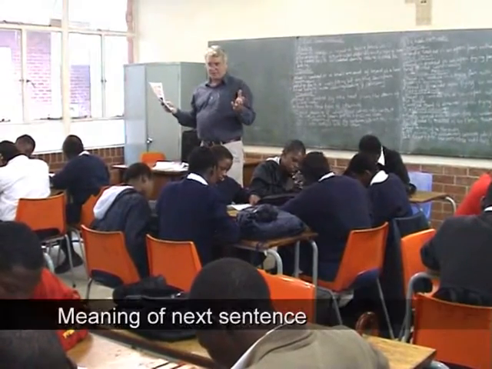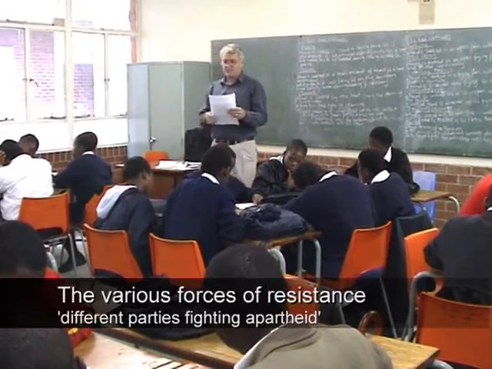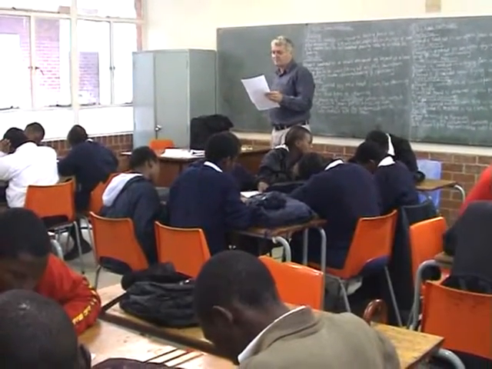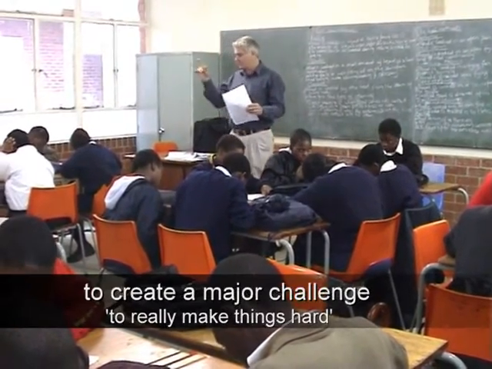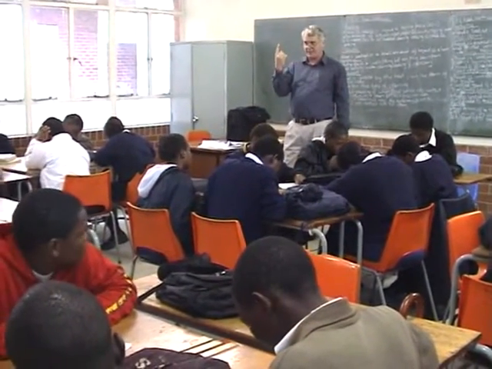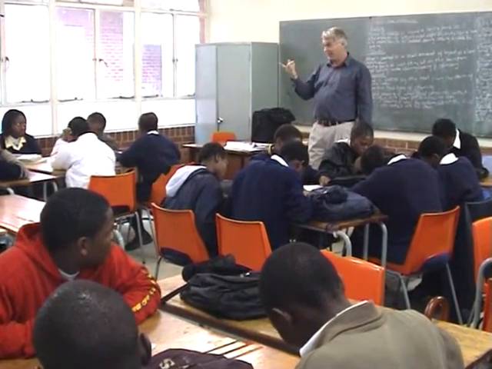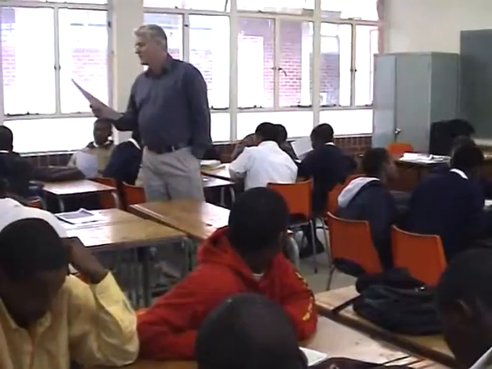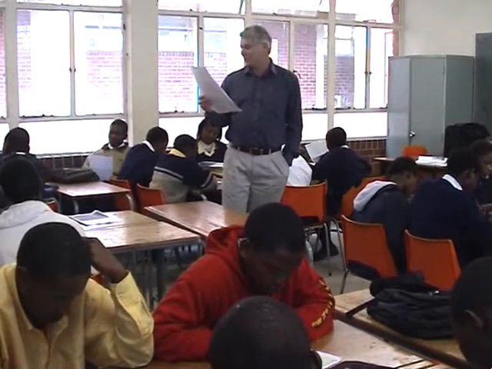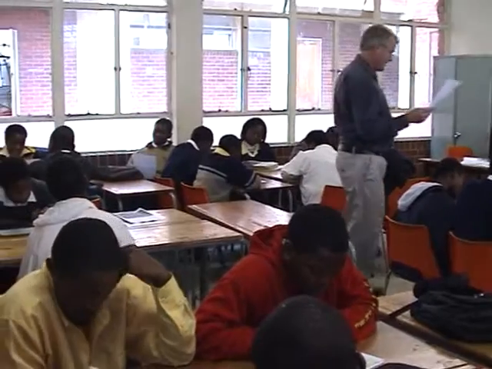So the rebellion started. And when the rebellion started, all the different groups, all the parties that were fighting against apartheid came together to really make things hard for the government. And who were some of those parties that were fighting against the government? Is ANC the main one? Yeah. And IFP? And UDF? Okay, right. The various forces of resistance, which we outlined in the previous section, now combined to create a major challenge to the government. Okay?